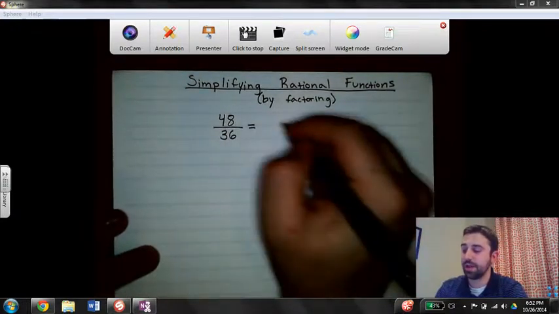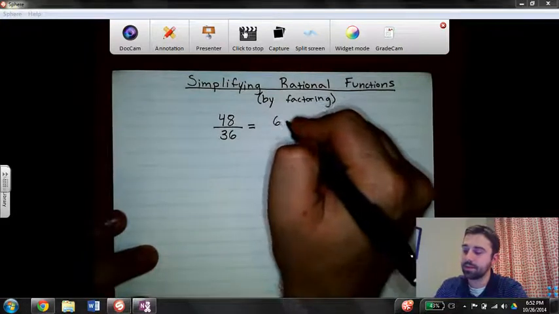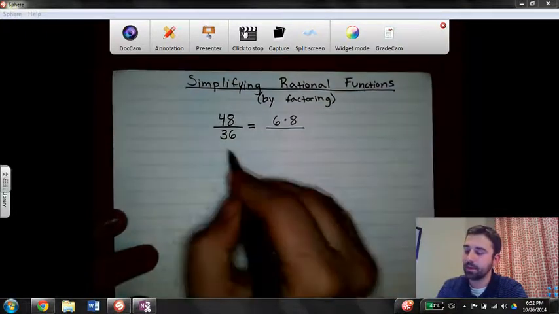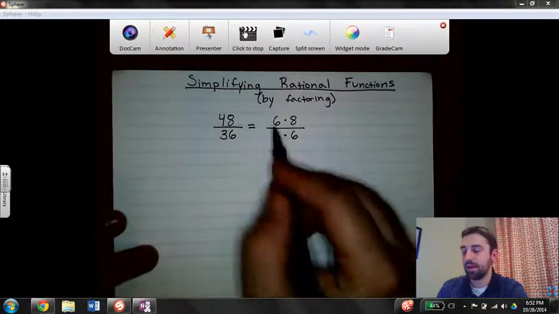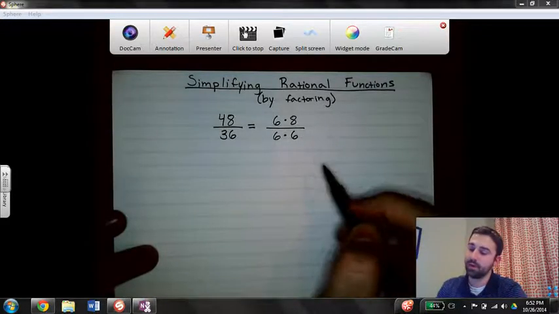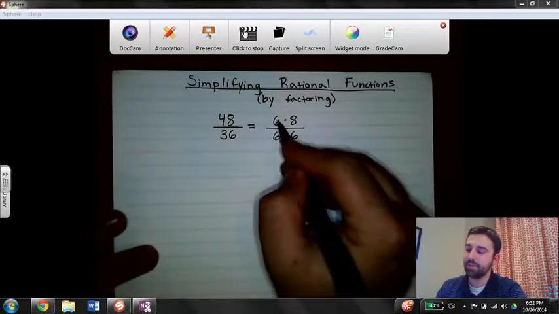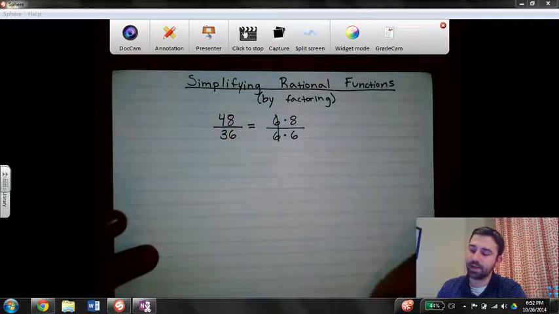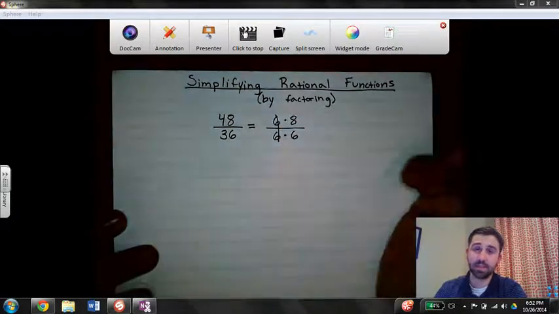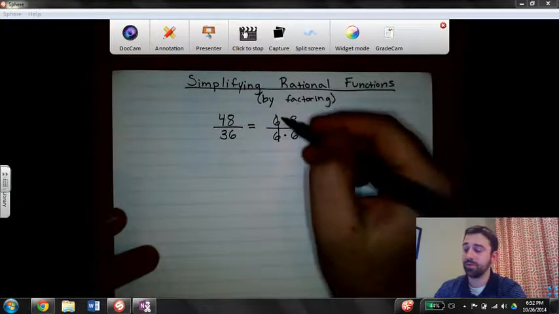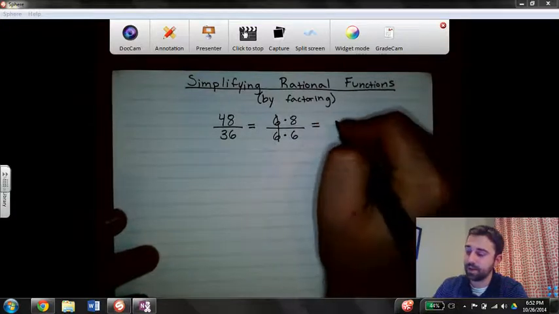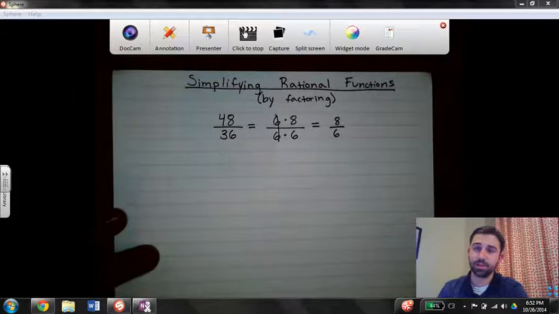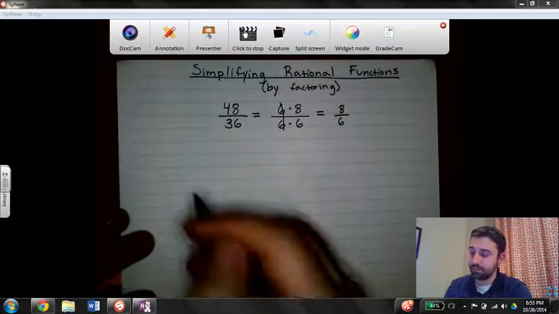So 48 can be broken up into 6 times 8, and 36 can be broken up into 6 times 6. And notice, since we're multiplying both in the numerator and denominator, these 6's can cancel out because 6 divided by 6 is 1. So when we have a numerator divided by a denominator that cancels, or that goes to 1, we can cancel it out. And we're left with 8 over 6. That would be how we're reducing fractions. Simplifying is the same way.